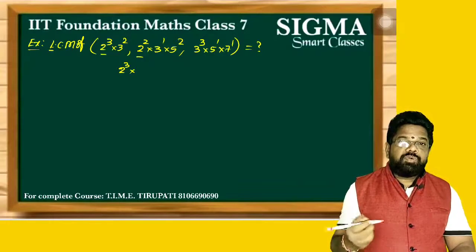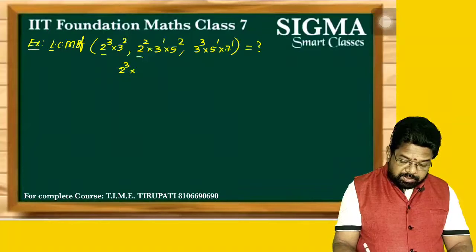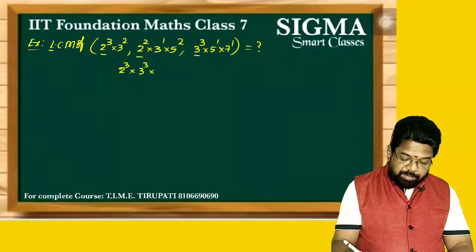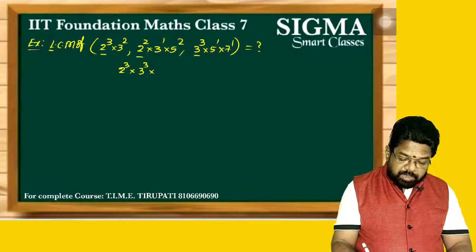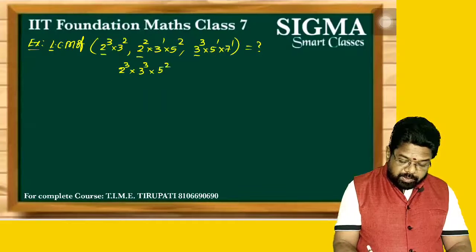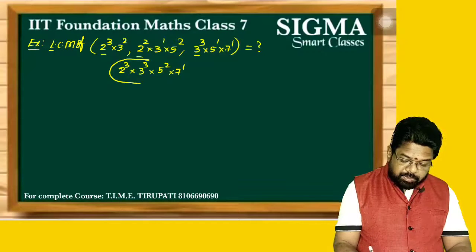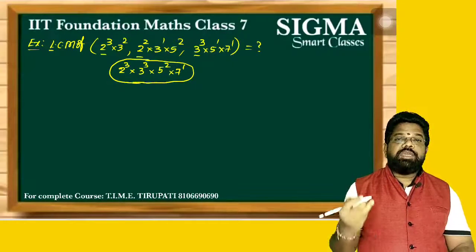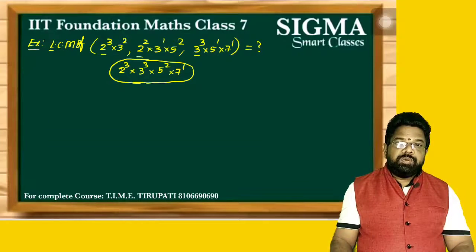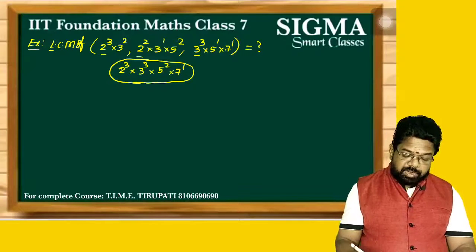Now for 3 power also you have to take the highest. In which term is it? In the third term, 3 power 3 is the highest. So 3 power 3. Now 5 is also there. What is the highest power of 5? In the second term, 5 power 2. Now 7 is in only one term, only power 1. So 7 power 1. You have to take the highest power for each and every factor. That is called the LCM of these values.